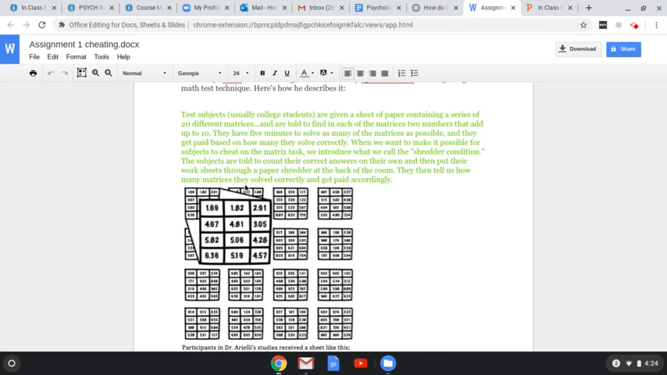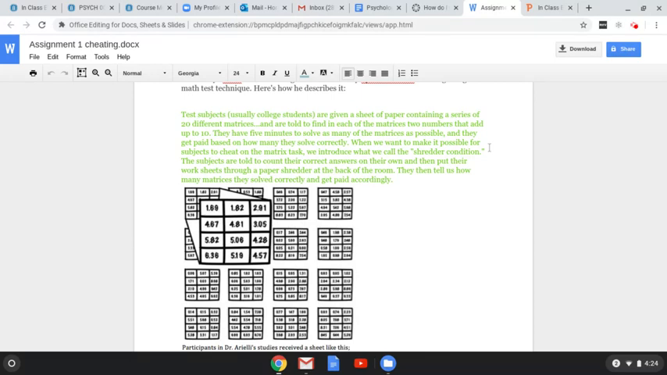Let's go to the next one over here. So they have 5 minutes to solve as many of these matrices as possible, with, of course, the max being solving all 20 in 5 minutes. And they get paid based on how many they solve correctly. So the more you solve, the more money that you get.